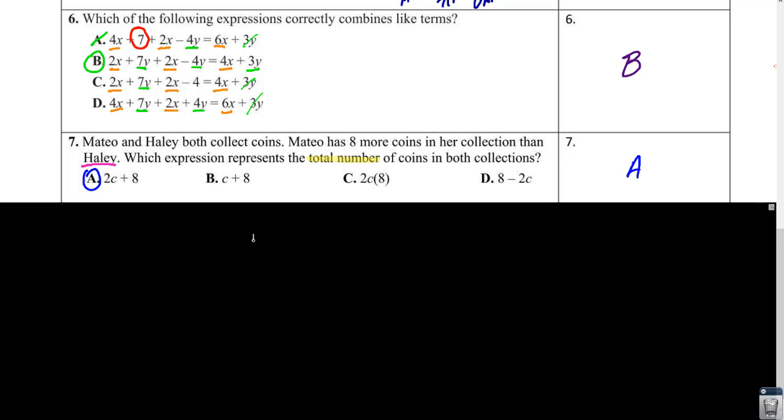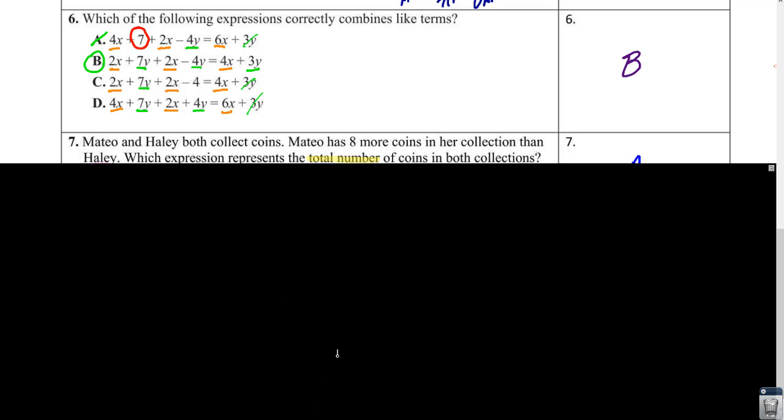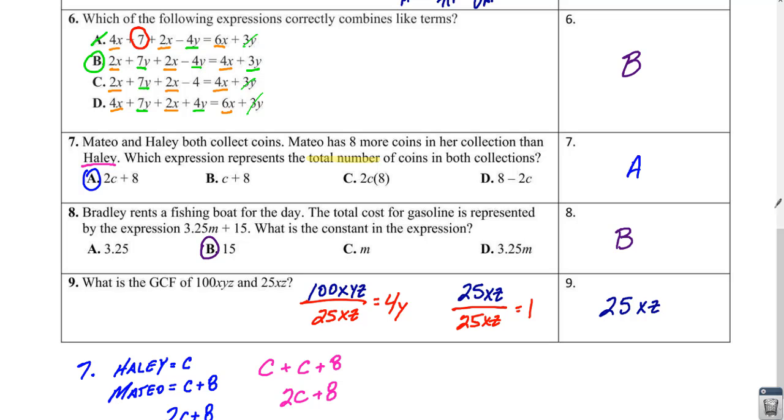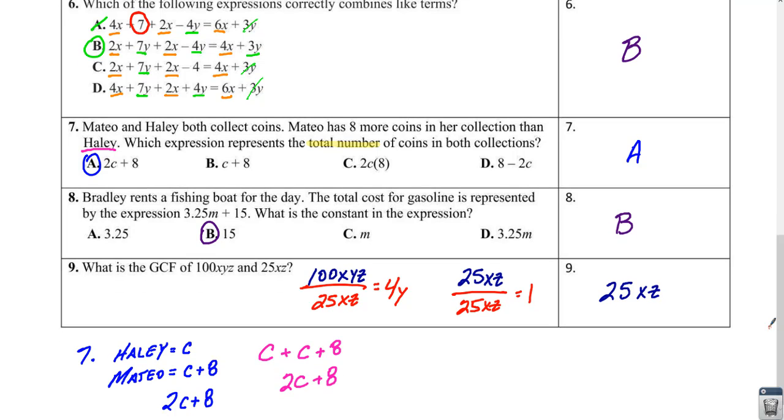Number 7. Mateo and Haley both collect coins. Mateo has 8 more coins in her collection than Haley. Which expression represents the total coins in both collections? Now, on this one, I have to get rid of my little shade here to show you what I did, because on this one, I went down to the bottom here as a place to show my work, because I needed some space.